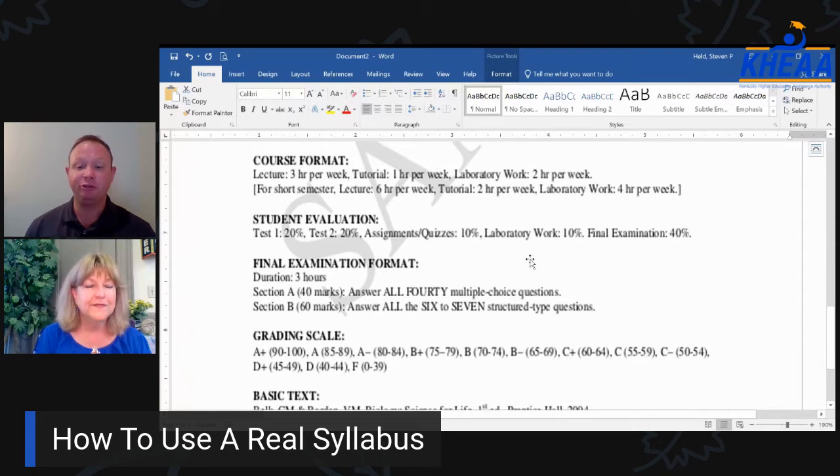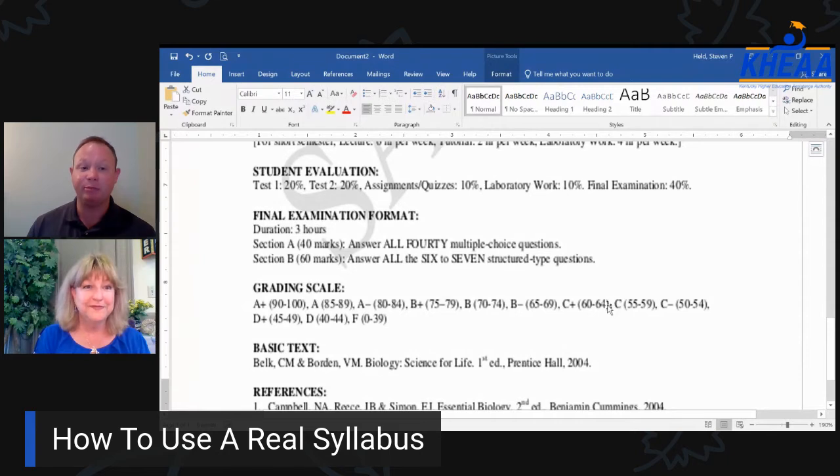Laboratory work, so you know that you're going to have to go to a lab to study probably hands-on material, and then a final examination. What I like is this tells you exactly what you need to do to get the grade you want in this class. And so, as you can tell, the final examination here is 40% of your grade. That is really high compared to the other grades, right?